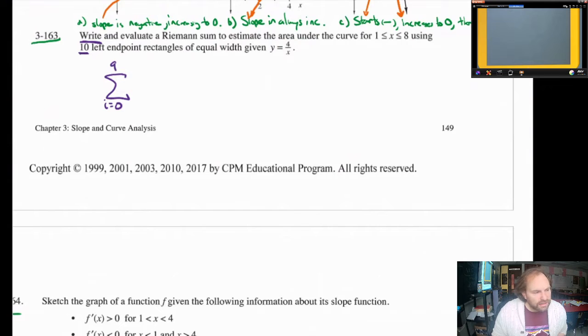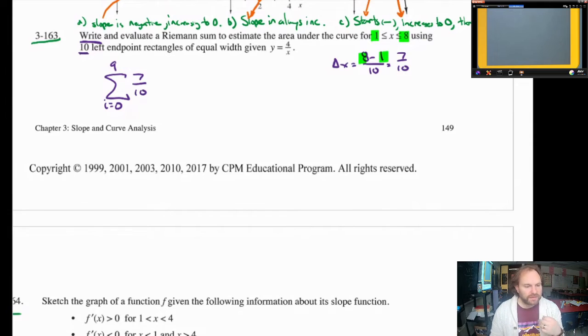What we are going to need is the delta x in this problem. The delta x is going to be 8 minus 1, those two numbers there, divided by the number of rectangles, in this case 10. So that'll be 7 over 10. That's going to go in the front, because each one of those rectangles is going to have a width of 7/10 in order to make 10 rectangles from 1 to 8. And then inside here, we're going to multiply that times f of, our left endpoint is 1 plus our delta x, 7 over 10 i, like that.